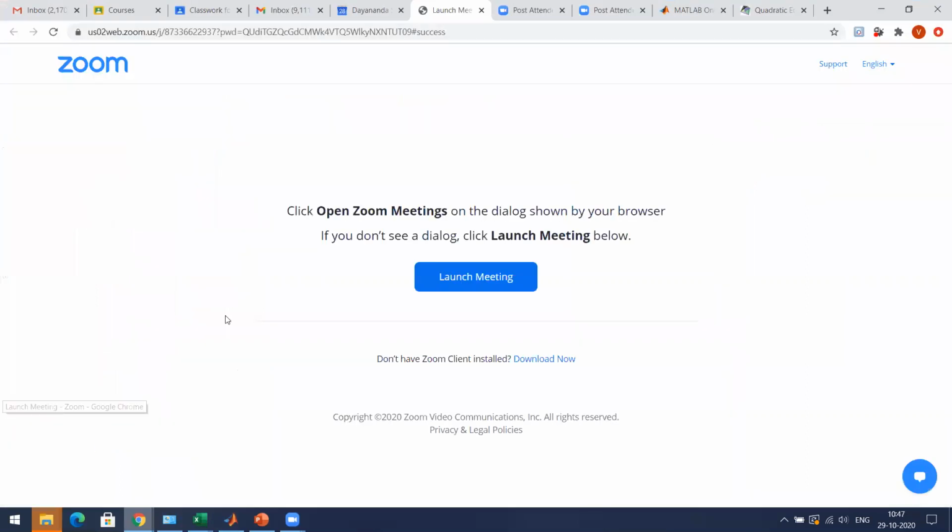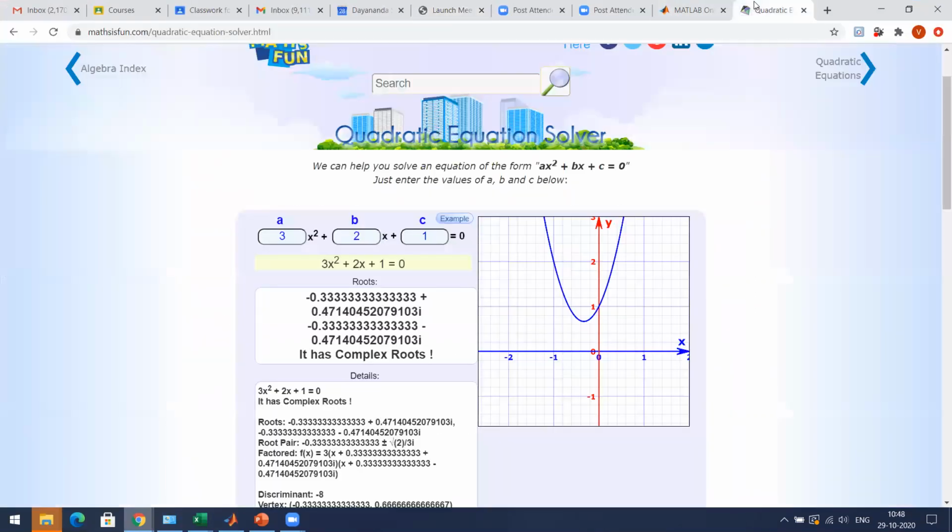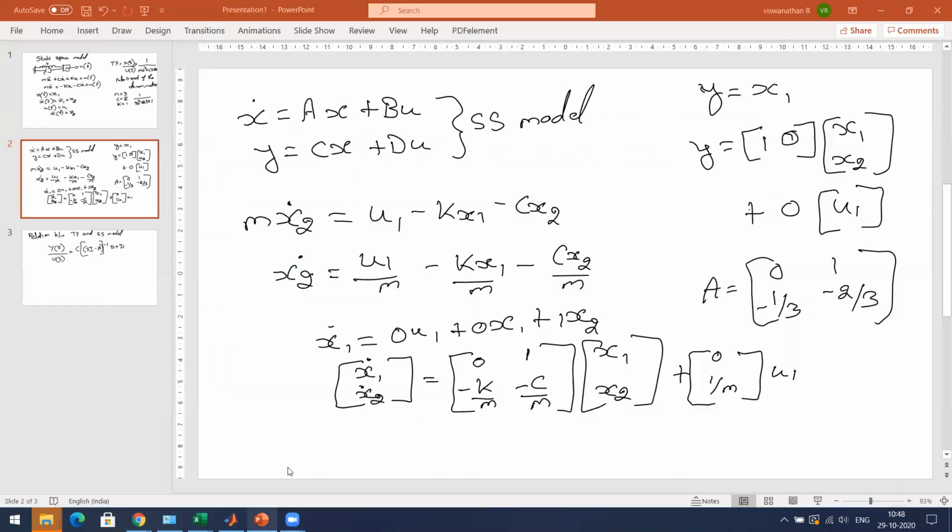So here if you see the roots, minus 0.33 plus 0.47i and minus 0.33 minus 0.47i. That's the same thing you're getting here in MATLAB. So what it means is the poles of the transfer function are nothing but the eigenvalues of A.